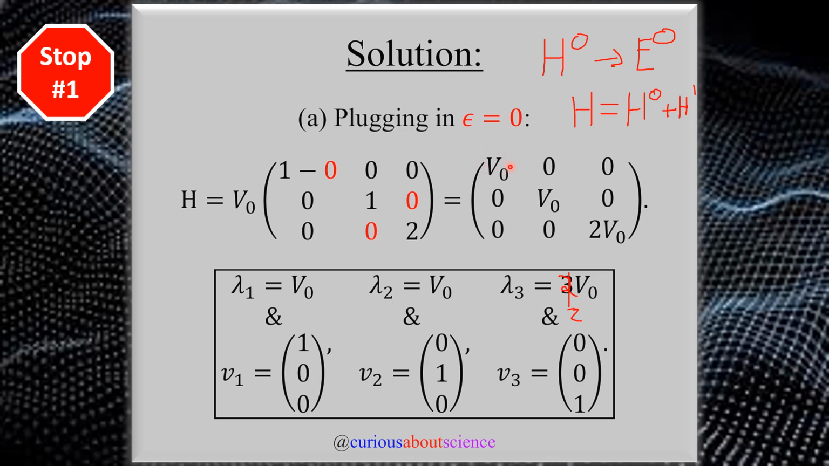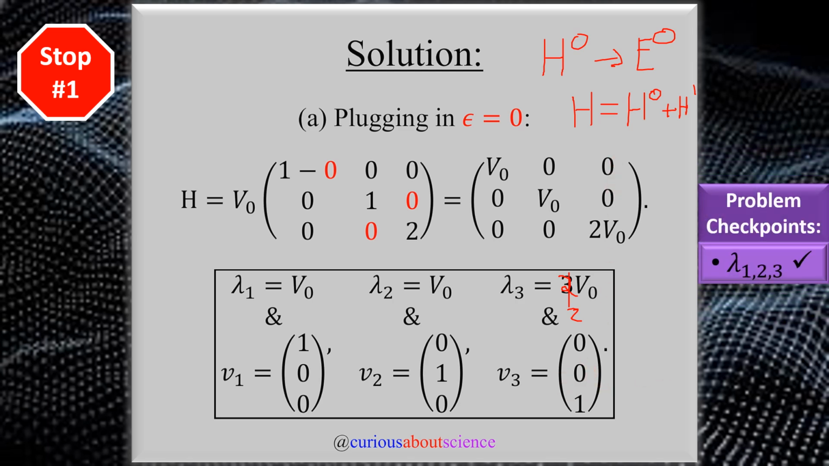So if we factor this out or divide by V0 to everything, we see that we get, in this column, a 1, 0, 0, corresponding to eigenvector 1. In this column, we get a 0, 1, 1, or 0, 1, 0, vector 2. If we normalize that and get rid of that, we have a 0, 0, 1, which is our second or third eigenvalue. So that brings us up to our first checkpoint.